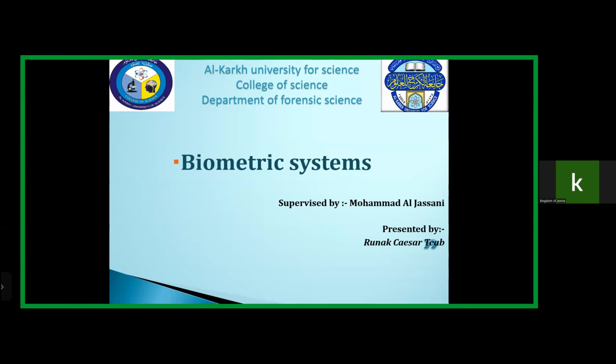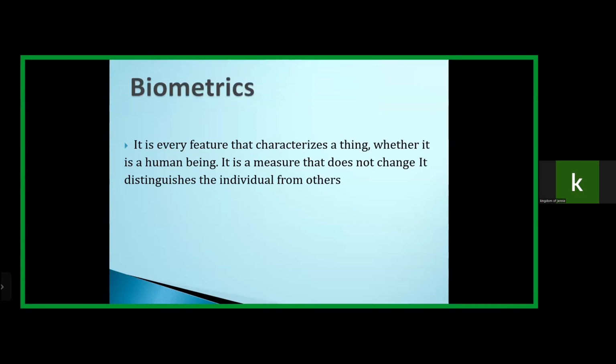I hope you enjoy it, guys. So first, we talk about the biometric system. What is a biometric system? It is every feature that characterizes a thing, whether it is a human being. It is measured and does not change. It distinguishes the individual from the others, and devices and computers can measure, store, and sense it efficiently and quickly.